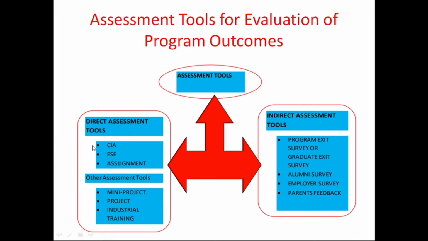It has some weightage. And also we have indirect assessment based on the graduate exit survey, alumni survey, employer survey, parents feedback. Based on this we have indirect assessment. For direct assessment we have some percentage, maybe 80%. In indirect assessment we have 20%. Put together we attain the assessment for the program outcome. These are the evaluation of program outcome. These are the assessment tools.